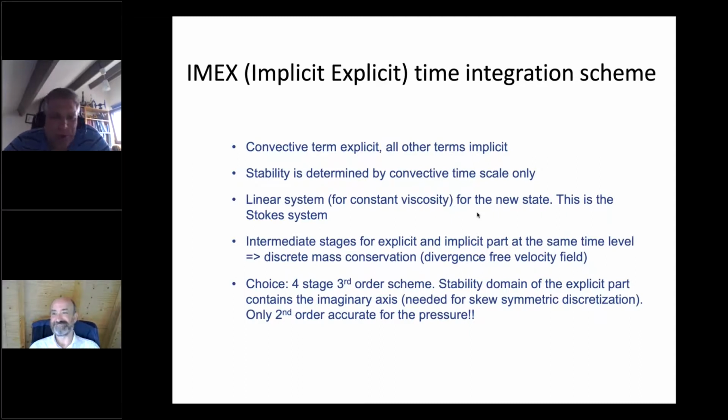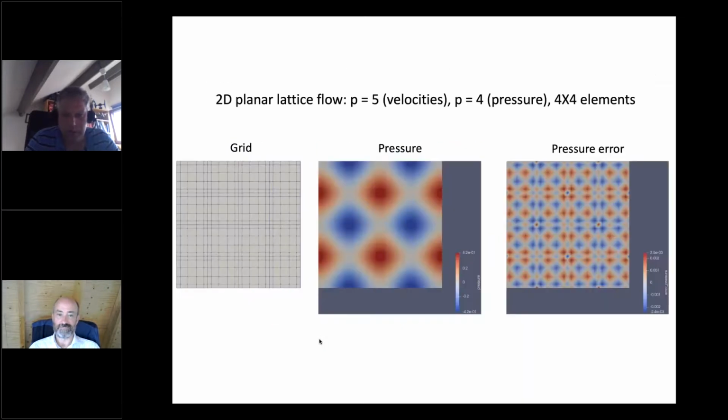In order to do so, we used a 4-stage third-order scheme because that has a stability domain whose explicit part contains the imaginary axis, which is needed for the skew-symmetric, so dissipation-free, discretization of the advection terms. And although it's third order in time, it turns out to be only second order in time for the pressure, and that is basically related again to this problem of the incompressible Navier-Stokes equations, that the pressure is a kind of funny variable there. Well, can you go next, please?